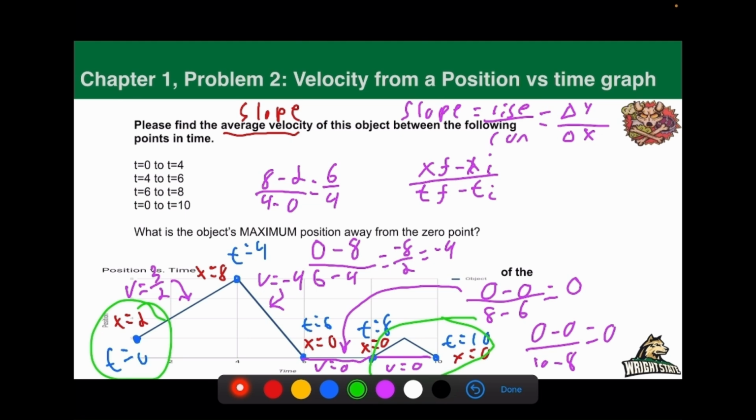My final x is 0. My initial x is 2. My final time is 10. My initial time is 0. I get negative 2 over 10, or negative 1/5 is my velocity.